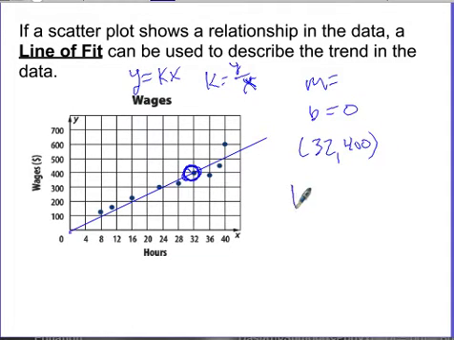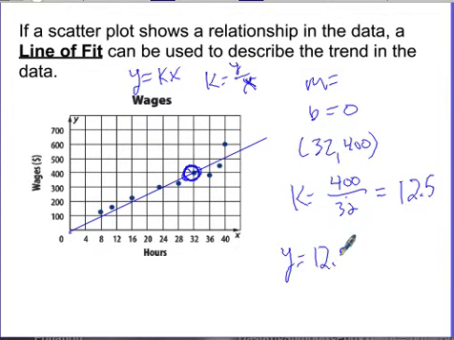And so since k equals y over x, that would be 400 over 32, right? So what's 400 over 32? Just divide it. Comes out nice and neat. Hold it up. 12 and a half? Oh yeah, okay, 12 and a half. I was thinking ahead, I was thinking of another number. 12 and a half. And so my equation then would just be y equals 12.5x.